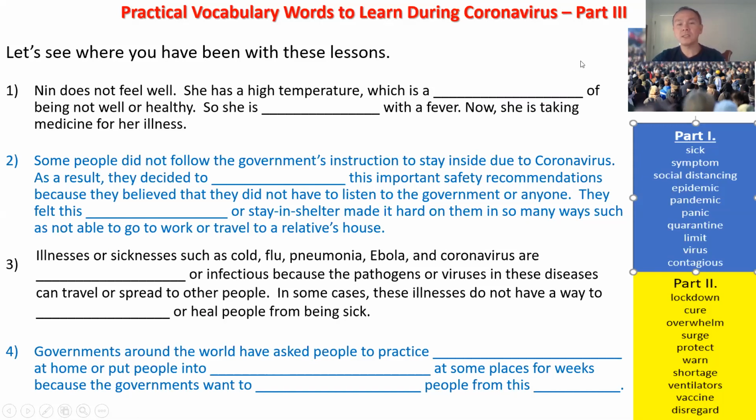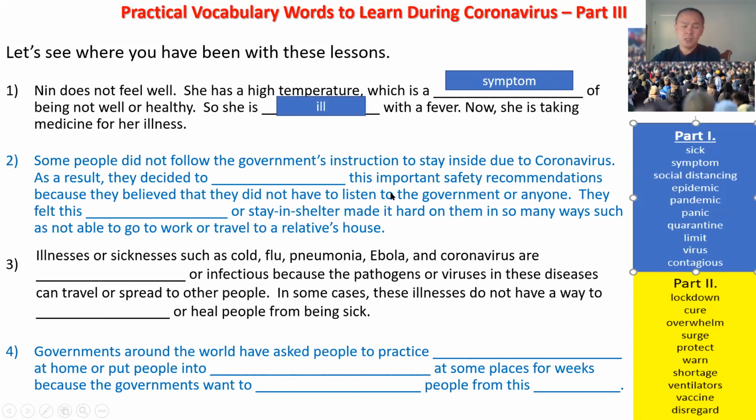Okay, so let's see if you can use the words here. So what word can you put for number one? She has a high fever. So this, which is a what? Symptom. If you say symptom, you are correct. So because she has a symptom, she has a high temperature, she is not well, you can say she is what?